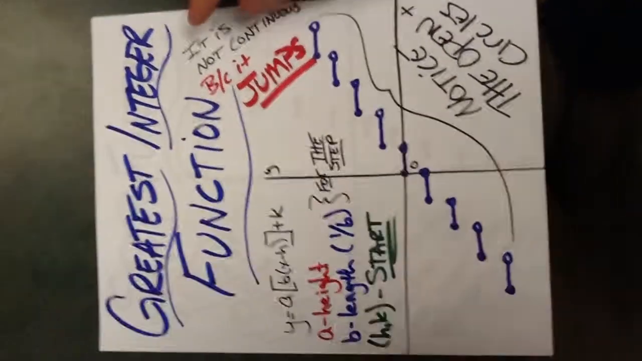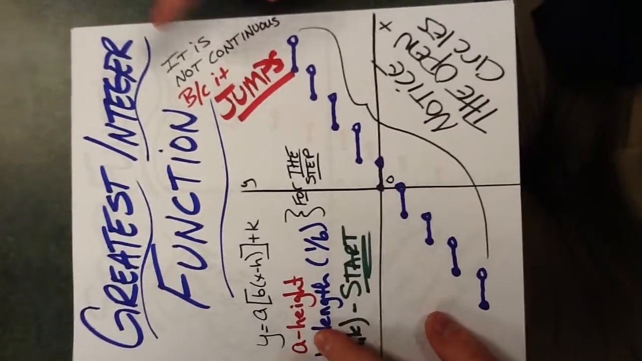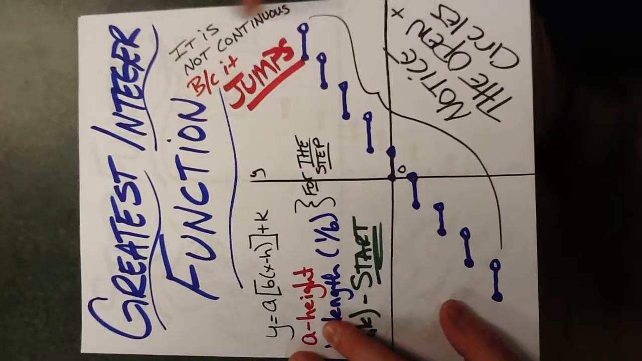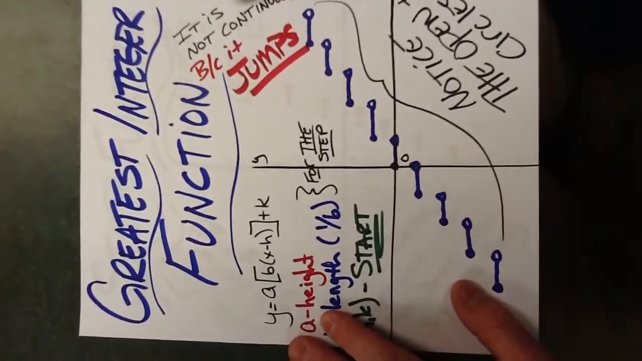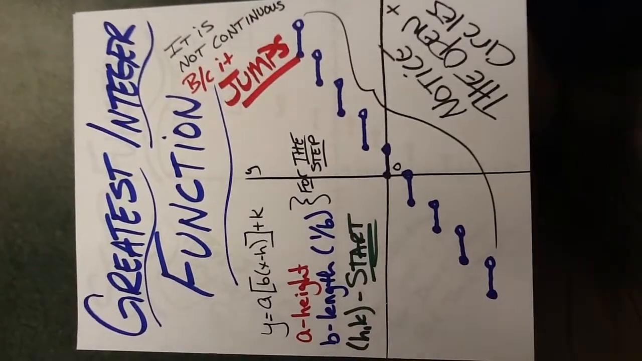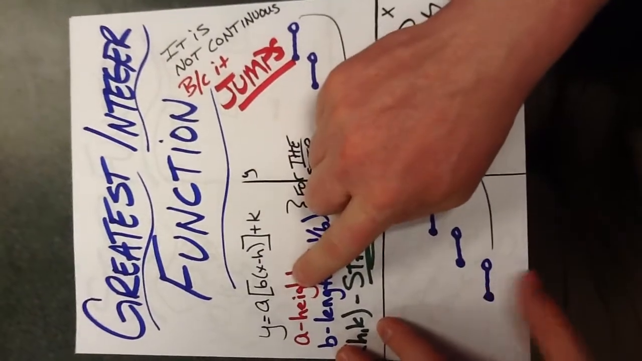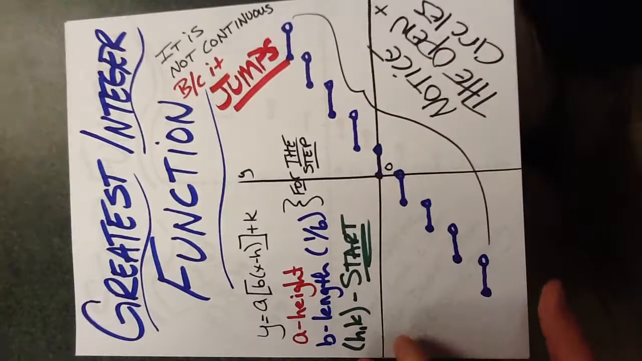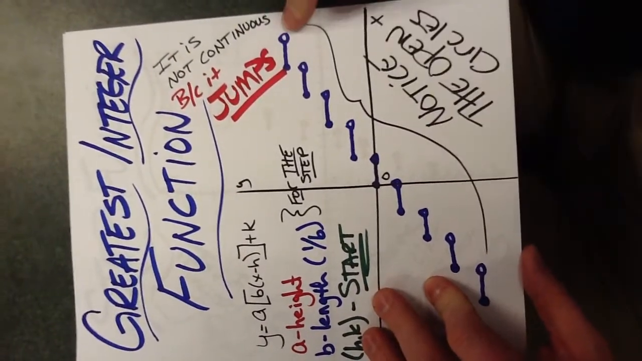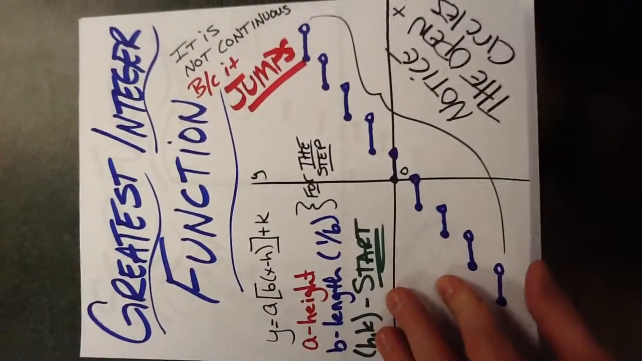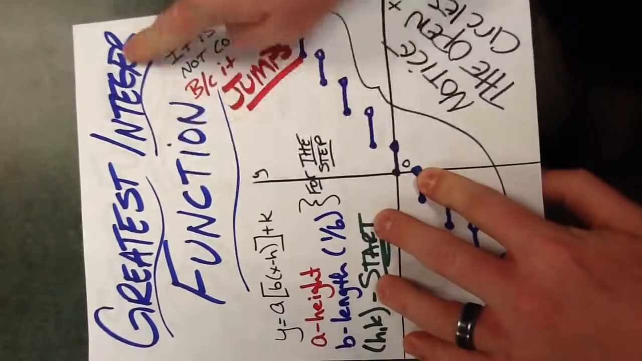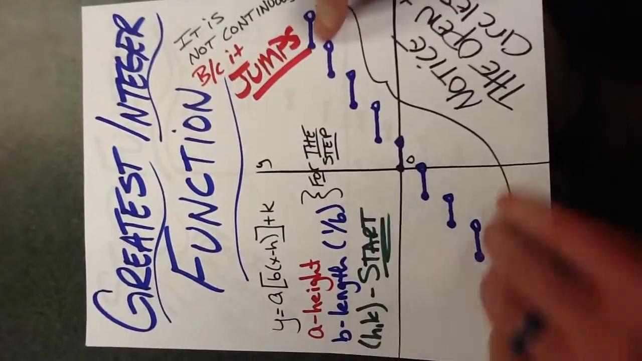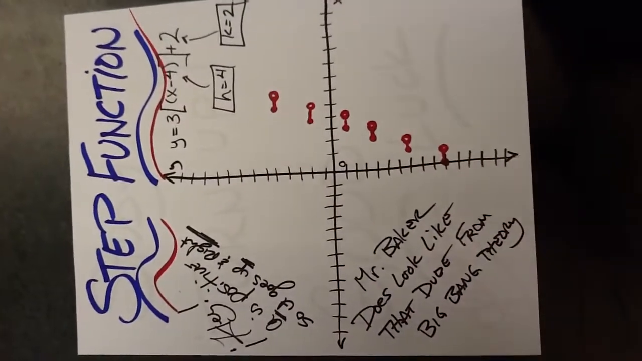They're great. Greatest integer function. This is not continuous because it jumps. Remember about continuity. If you forgot about continuity, play this section over again. a is the height, b is the length. We find the length by 1 over b, and our starting point is (h, k). Notice the open circles. If they're not open, it's not a function. Then we couldn't say greatest integer function. It is a step function.